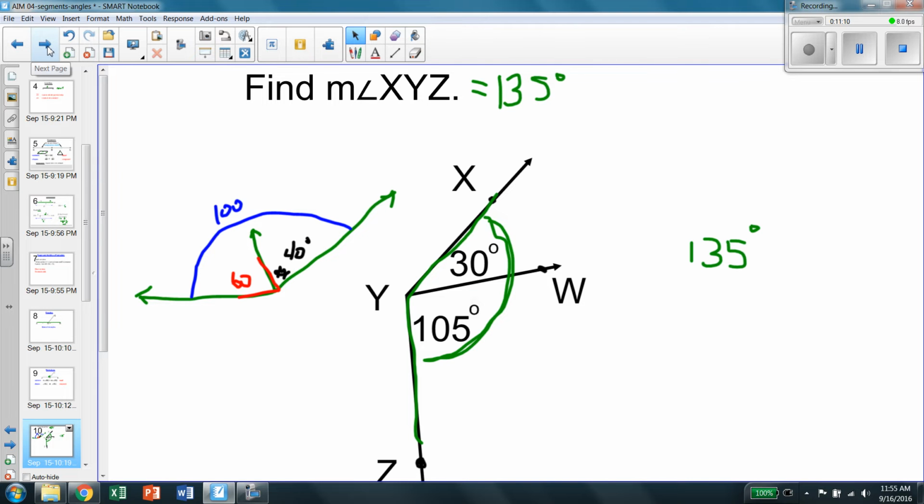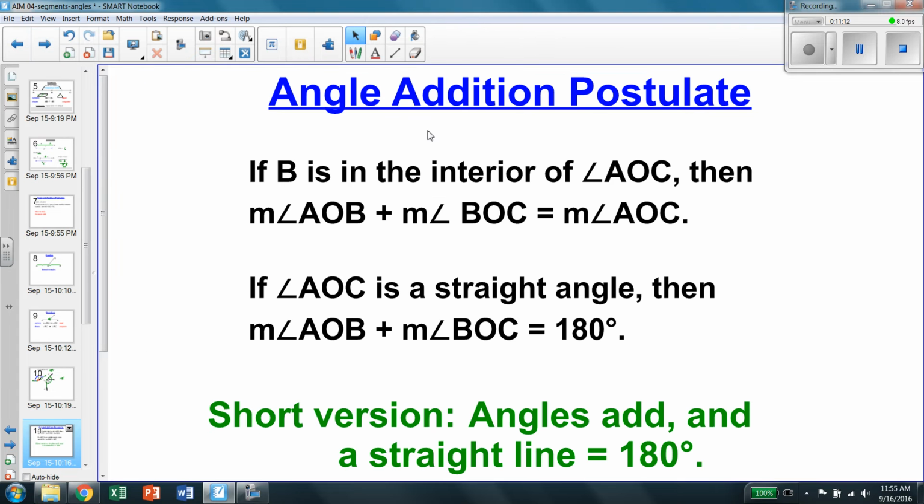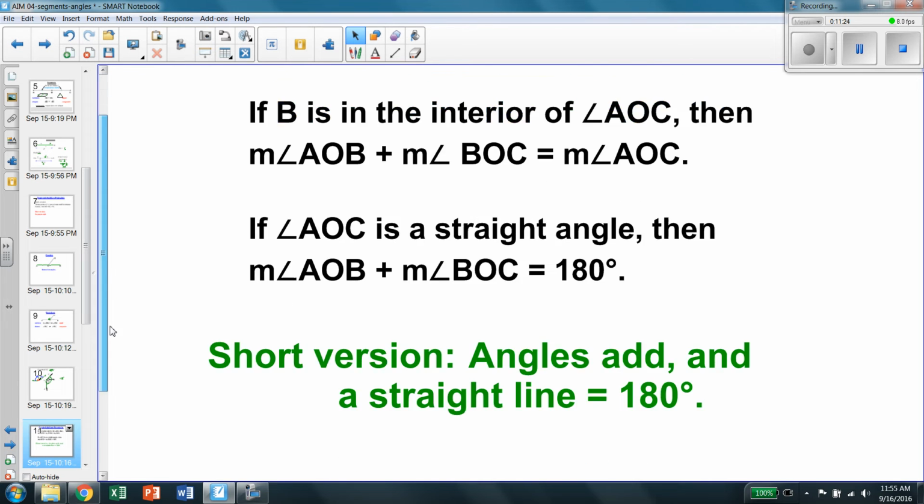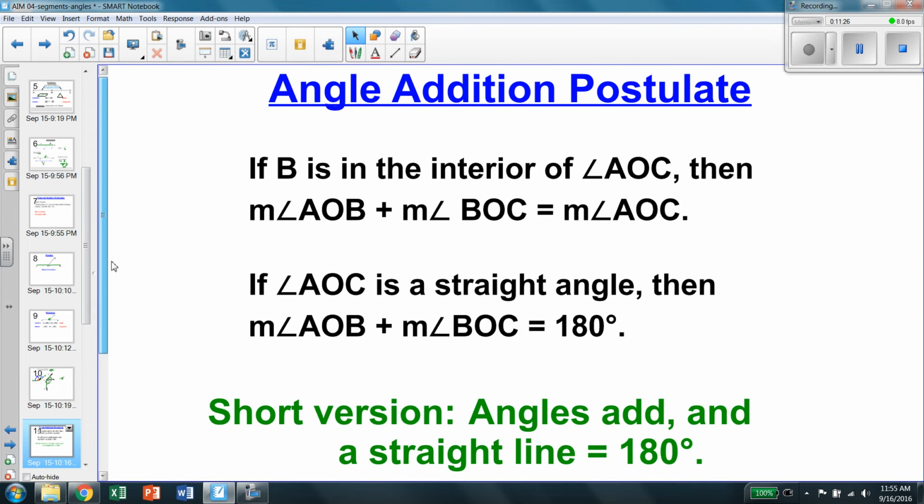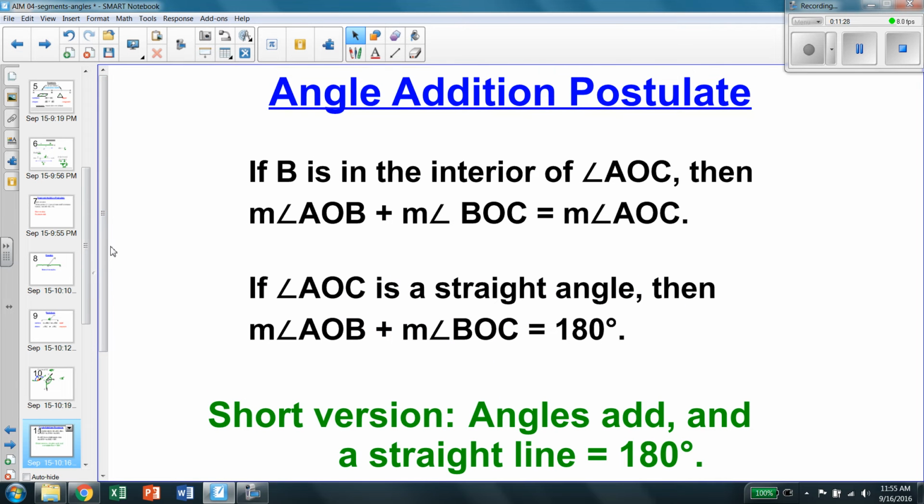What allows us to do this work? The angle addition postulate. It says that angles add up, and if they're together on a straight line, then that straight line is 180 degrees. There you go. Straight lines are 180 and angles can add up, just like the segment addition postulate says segments can add up.